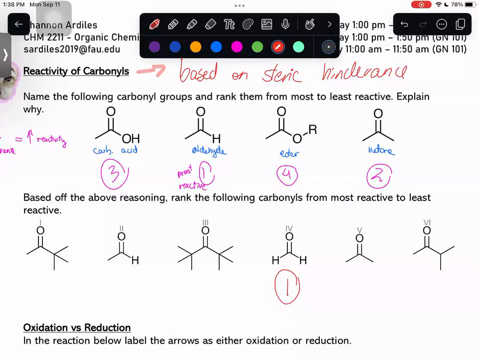What's going to be the least reactive? 3. Why do we say 3? A whole lot of methyls. What's the name of those? Beautiful, 2 tert-butyl groups. What's going to be the second most reactive? 2, then 5, and then we have 6. And yeah, we got it.